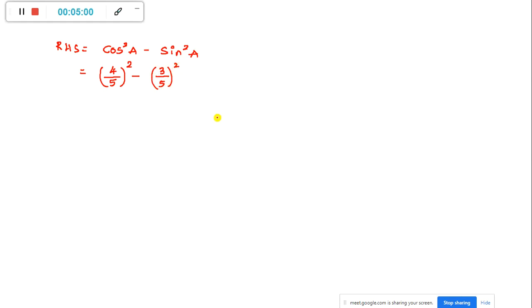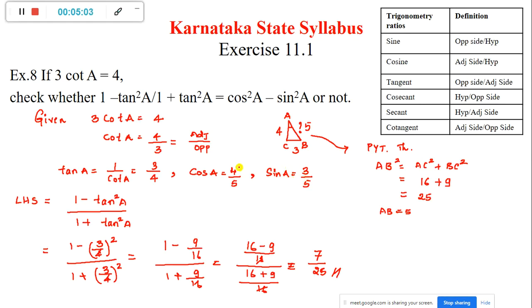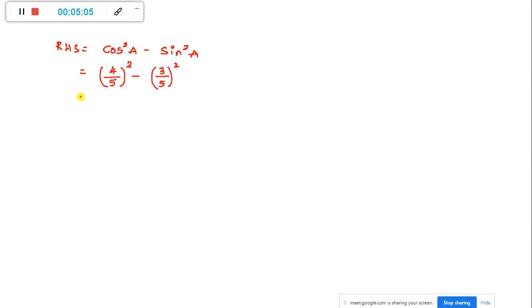Correct? 3 by 5 and 4 by 5. So now 4 by 5 whole square: 4 square is 16, divided by 5 square, which is 25. Again, 3 square is 9, divided by 5 square, which gives you 25. So here 25 is your LCM, and this comes to 16 minus 9 again. 16 minus 9 gives me 7 divided by 25.